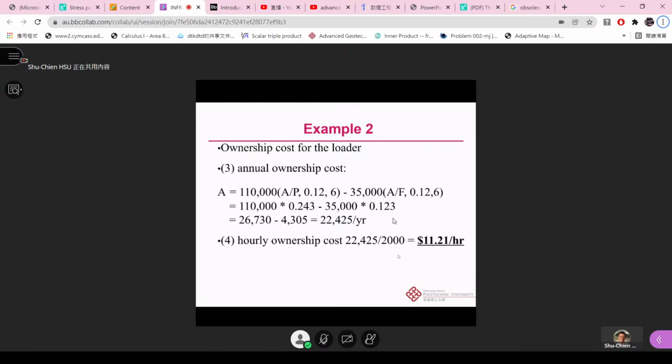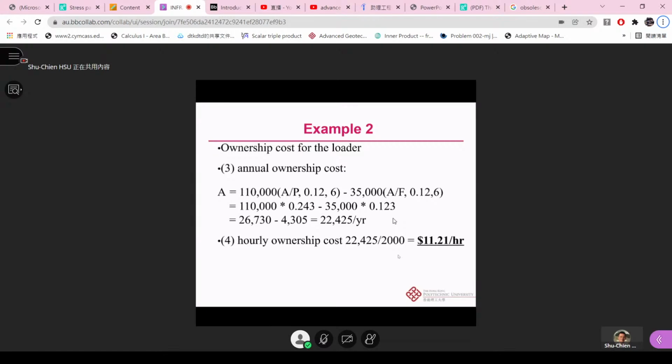110,000 times the bracket of A/P, 12%, 6. This 110,000 is the initial purchase price, subtracted by the tires, right? So we convert this purchase price to A. And also we subtract, because now we want to focus on the cost, the salvage value, which is 35,000 times the bracket of A/F, 12%, 6, after 6 years.